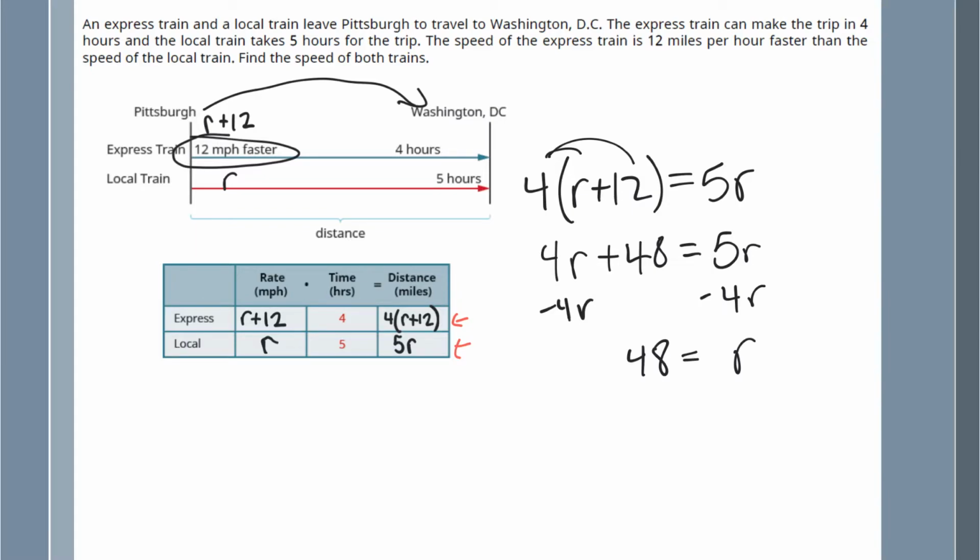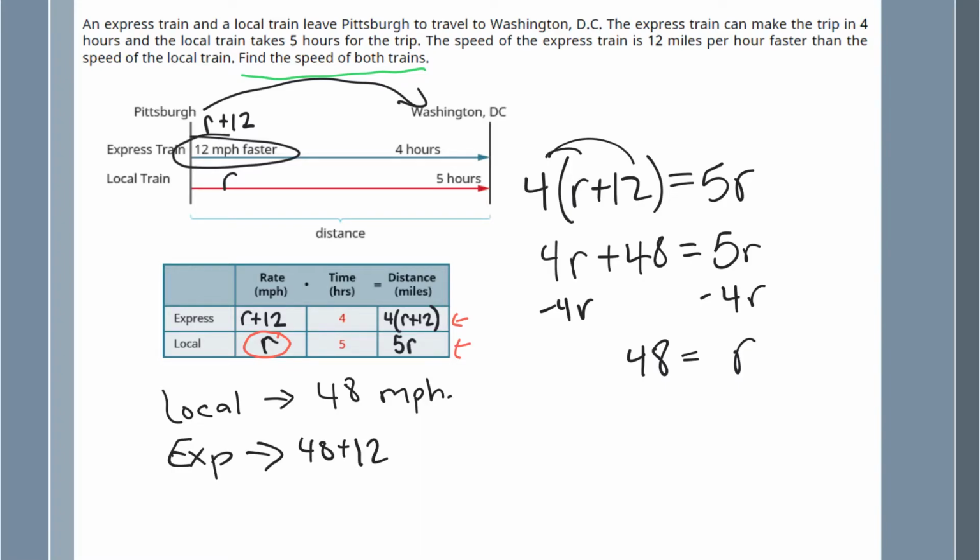Remember, rate stood for miles per hour. R stood for rate in miles per hour. And so that means we just solved for the speed of the local train. Remember, the problem said to find the speed of both trains. So the local train was traveling at a speed of 48 miles per hour. And since we know that the express train was going 12 miles per hour faster than that, that means the express train was going 48 plus 12, or 60 miles per hour.